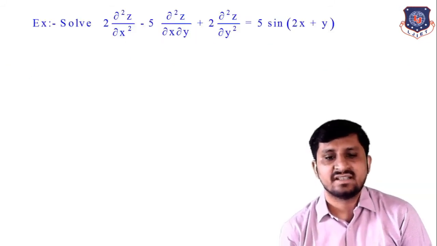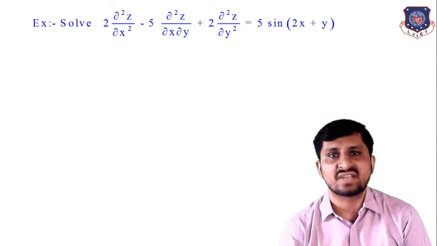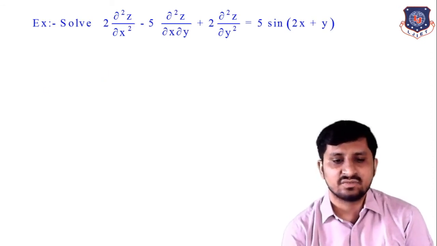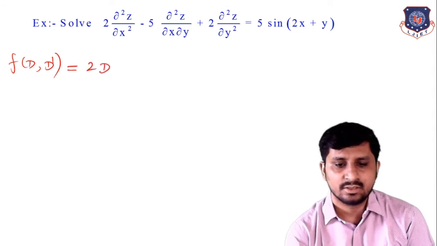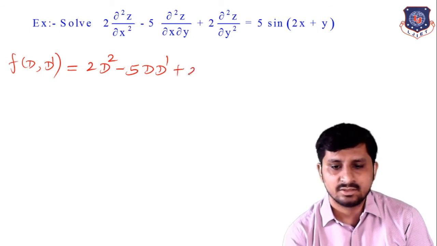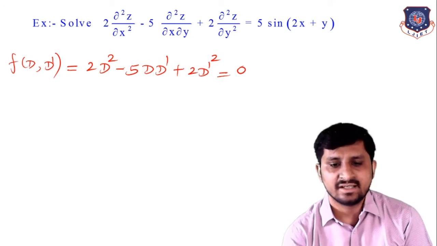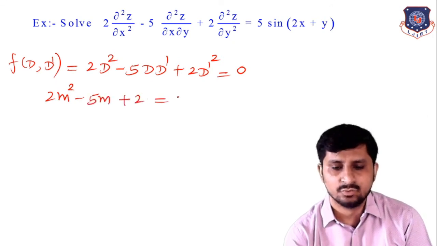The next example is: 2 del square z by del x square minus 5 del square z by del x del y plus 2 del square z by del y square is equal to 5 sin(2x plus y). First of all, we find the complementary function. As you know, f of D, D dash is 2D square minus 5 D D dash plus 2 D dash square, equal to 0. The function of m is 2m square minus 5m plus 2, equal to 0.